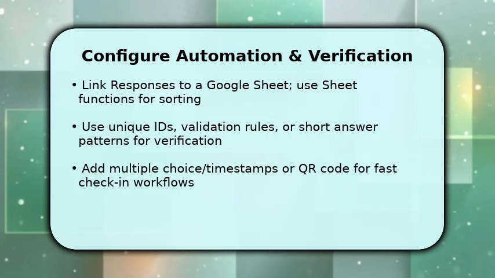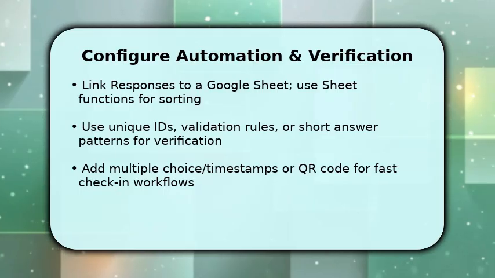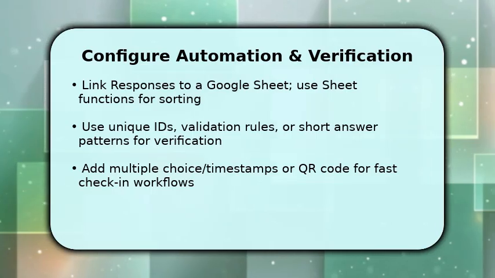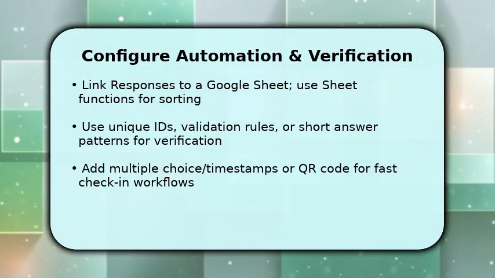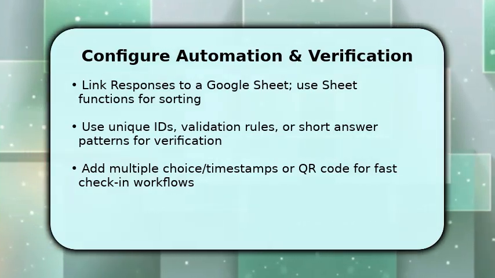You will set validation on student ID to accept a fixed pattern. This prevents mistyped entries. Once linked, create simple sheet formulas to flag duplicates and mark late arrivals, and add conditional formatting for quick scanning.